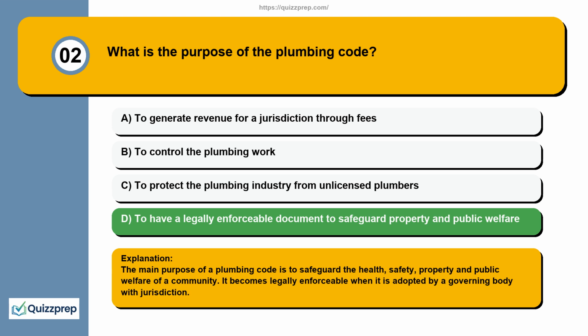The main purpose of a plumbing code is to safeguard the health, safety, property, and public welfare of a community. It becomes legally enforceable when it is adopted by a governing body with jurisdiction.